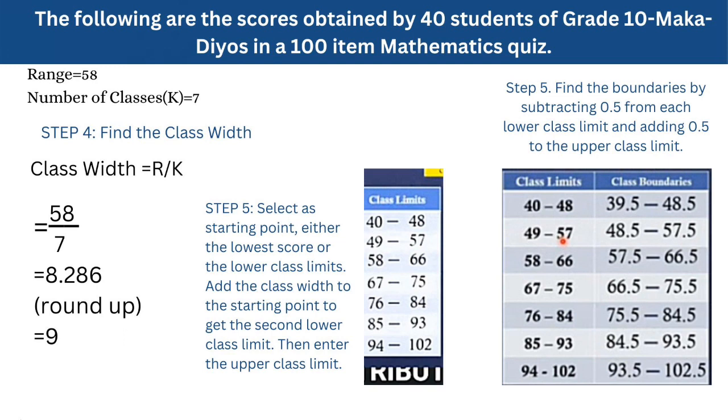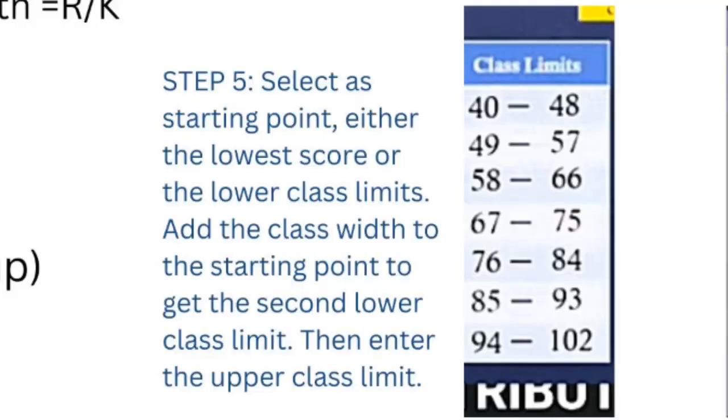49 plus 7 is 57. 58 plus 7 is 66. 67 plus 7 is 75. 76 plus 7 is 84. 85 plus 7 is 93. And for the last one, 94 plus 102 is wrong; 94 plus 7 is 102. So this would be our class limits.